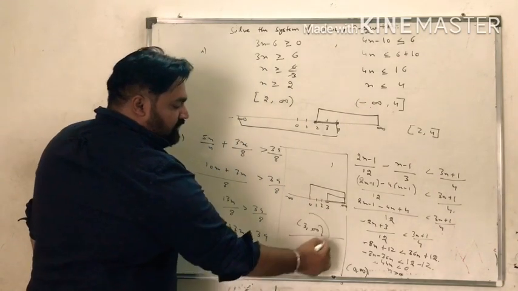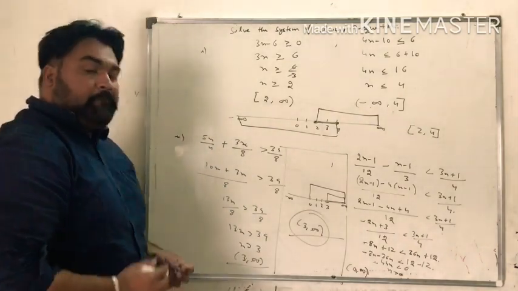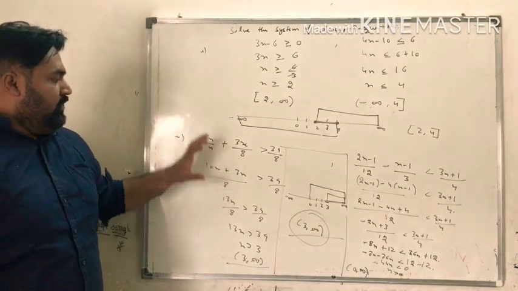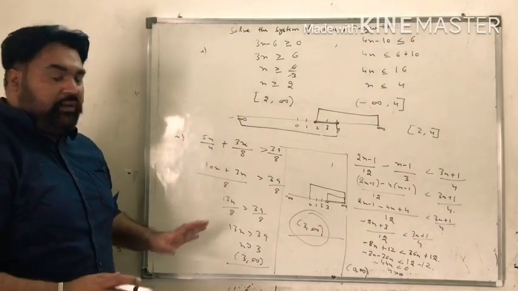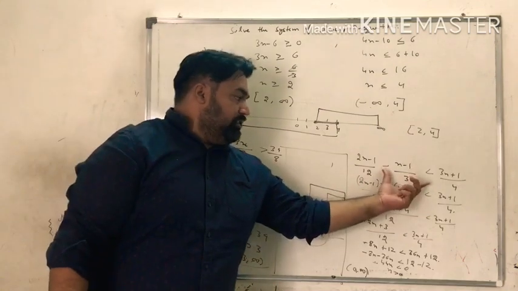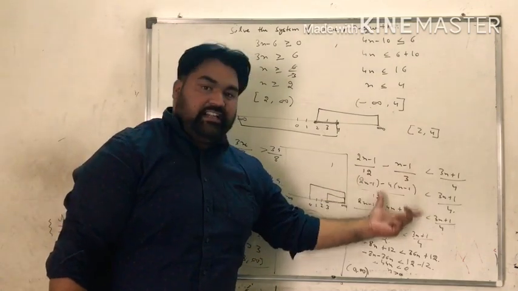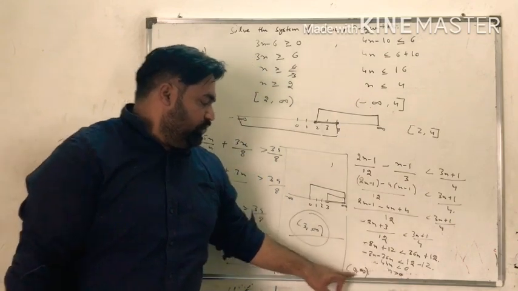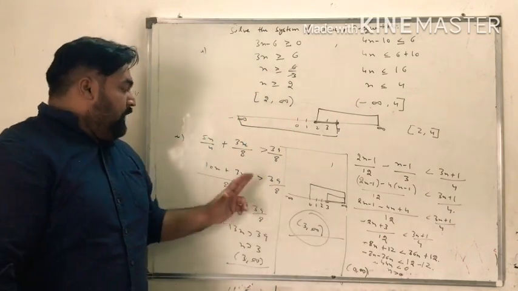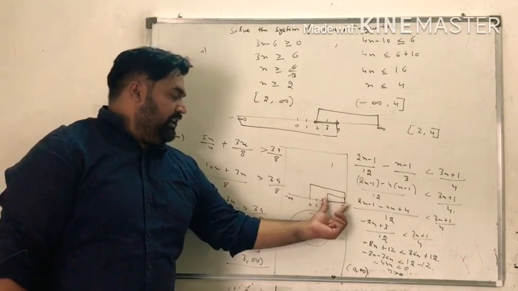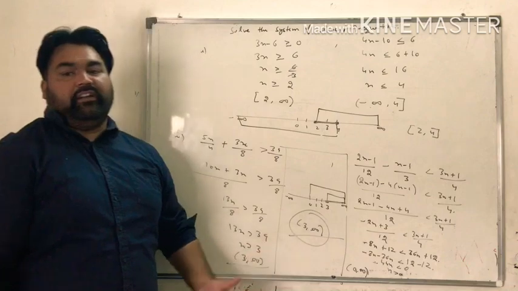So this is the final answer. I repeat, firstly we take the LCM. By taking LCM, we solve this linear inequation. The interval becomes 3 to infinity. Again, in this second equation, we take the LCM and solve it. The interval becomes x greater than 0, 0 to infinity. Now, we plot both the intervals on a number line. So the common area is 3 to infinity.